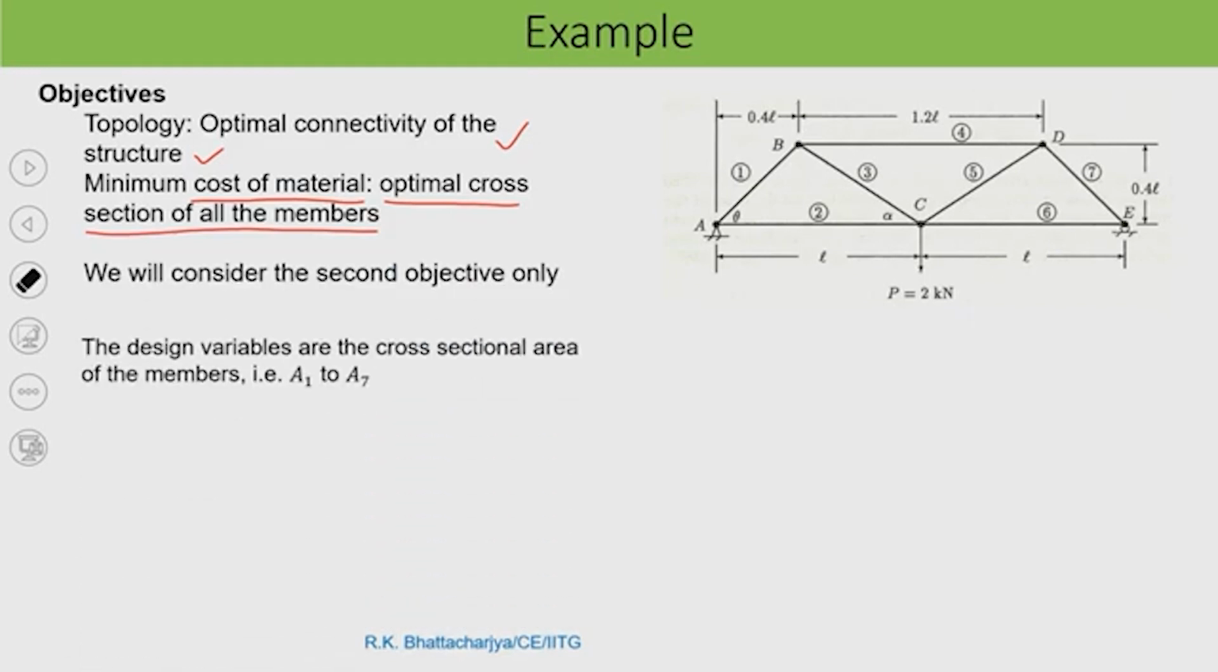The design variables are the cross sectional areas of the members, that means there are 7 members here. So, there are 7 members here, that means A1 to A7. So, this is A1, A2, A3, A4, A5, A6 and A7. So, we have 7 members, so we should have 7 design variables.